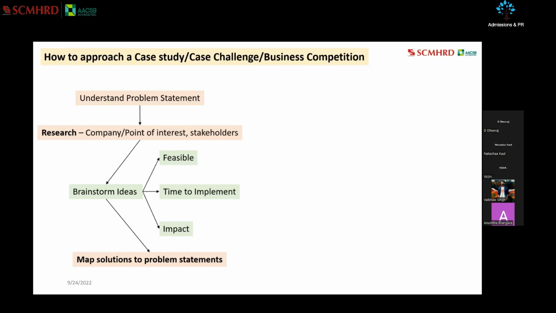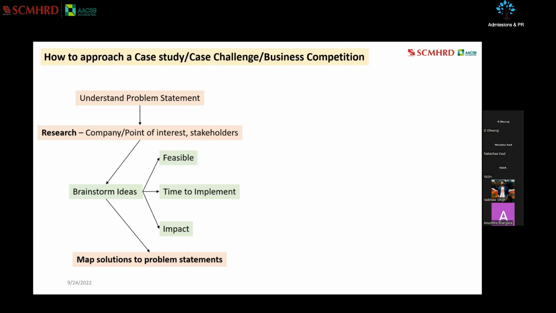And the second main important thing is the time that would be required to implement those ideas. The solutions that you would develop should not be such that it would take a very long time for the business to implement. It should be a good amount of time, but it should not be very slow to implement. That would be a negative point for the business. And thirdly, the impact that your solution creates. These are the main things that any case study would majorly gauge your solution upon.